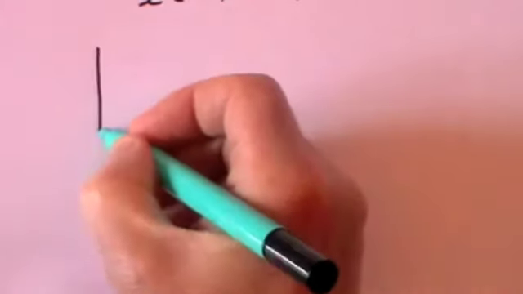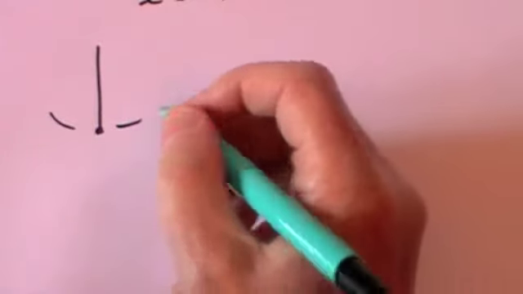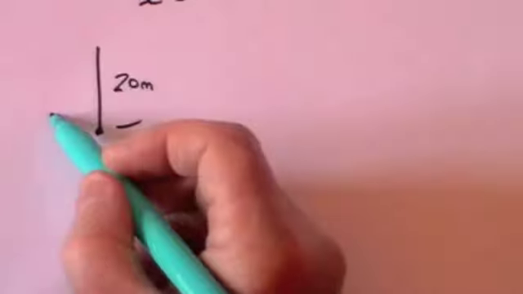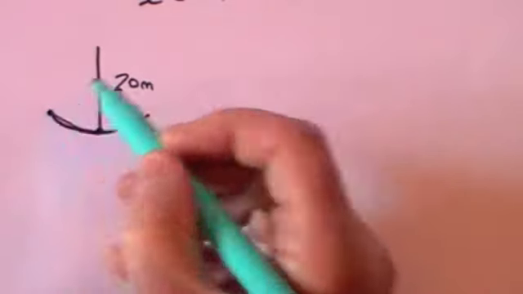Question 9. A pendulum, which is swinging backwards and forwards this way, has a length of 20 metres. And what I want to know is, how long does it take to do one complete cycle, which means it swings one way and then back again? How long did that one cycle take?